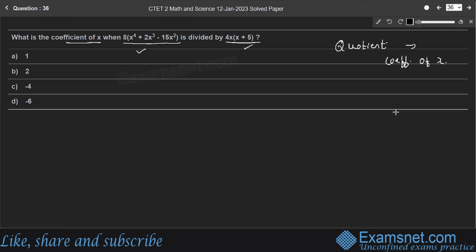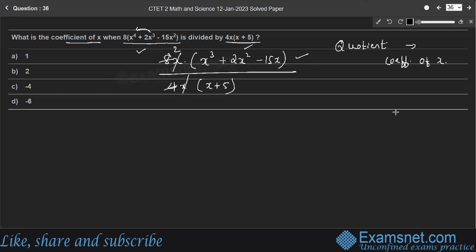So let us divide the first expression by the second one. In the first expression, we take out x as common, so the common term becomes 8x. 8x into the remaining terms, x^3 plus 2x^2 minus 15x, divided by the second term, 4x into (x plus 5). Here we can cancel x, and 4 into 2 is 8. Therefore, the new expression becomes 2x^3 plus 4x^2 minus 30x, divided by x plus 5.